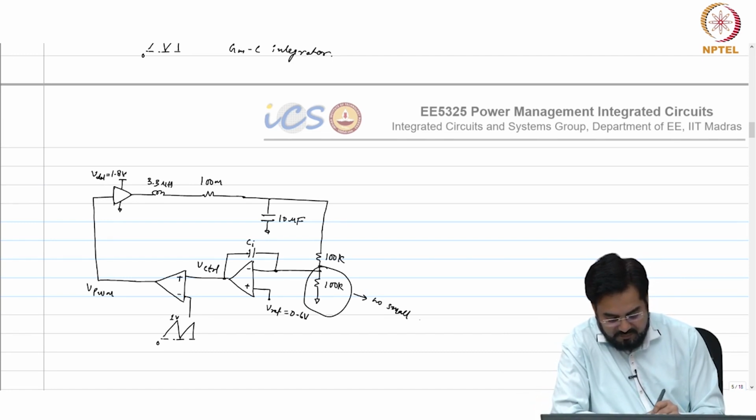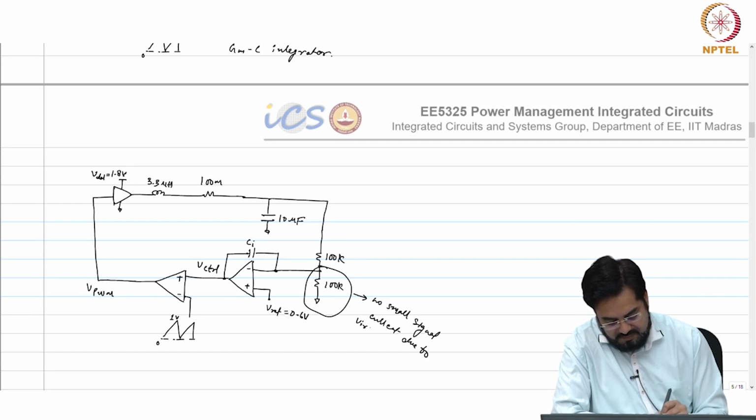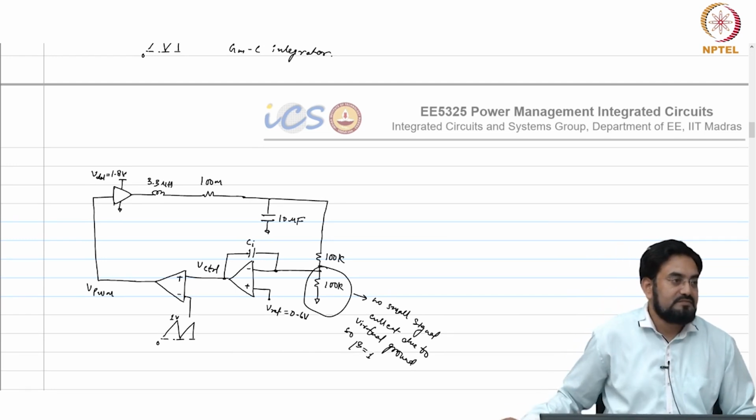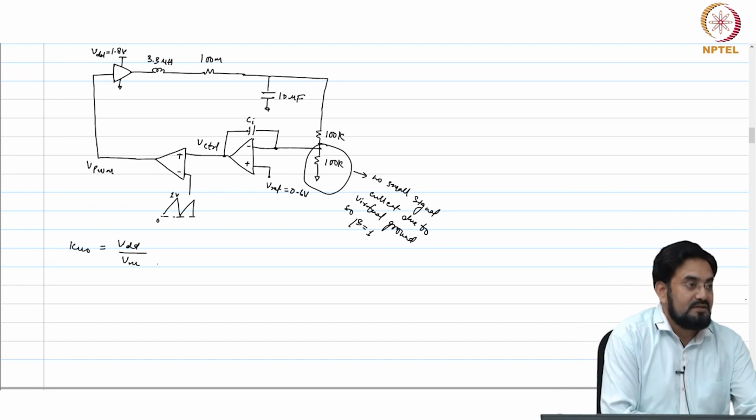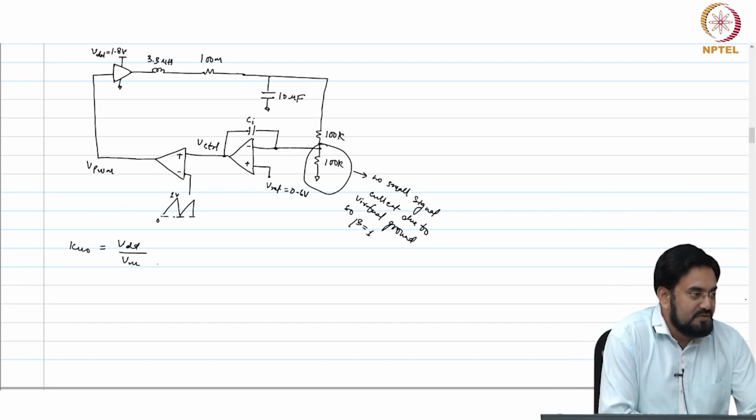has no small signal current due to virtual ground. So beta equal to 1. Okay. So which means your KU0 is nothing but VDD by VM here. So there is a difference if you do a GMC and op-amp RC, correct?